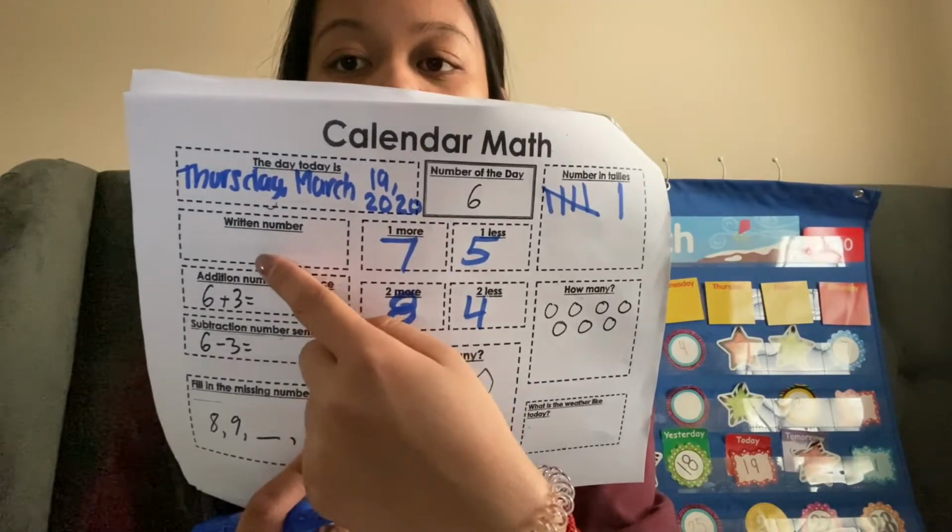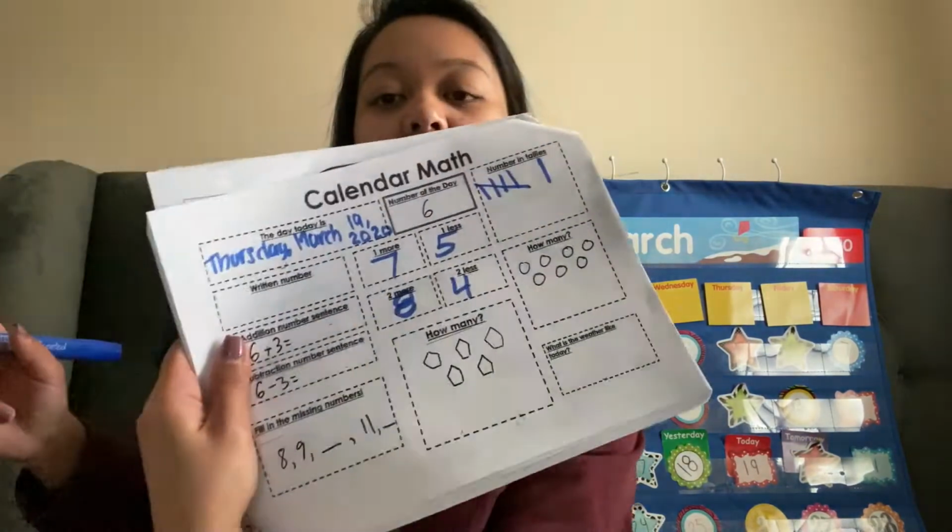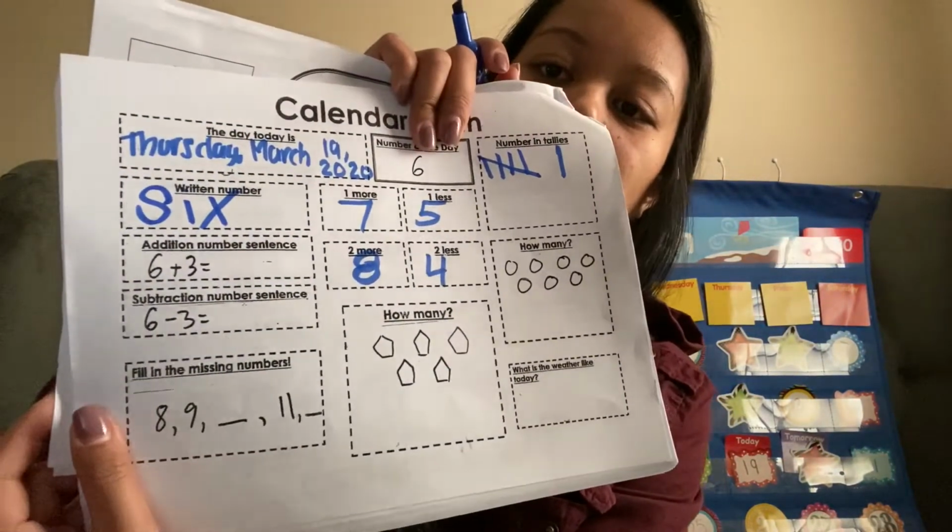So what letter does S make? That's right, Rocketeers, it's the letter S. Sausage, sizzle. So I'm going to spell it out right here. 6. S-I-X.